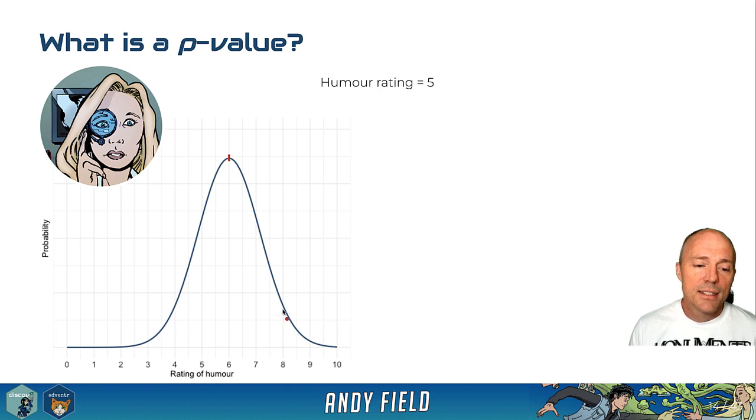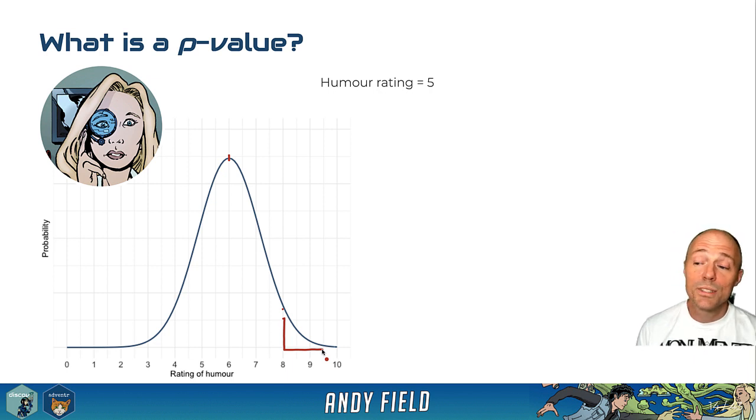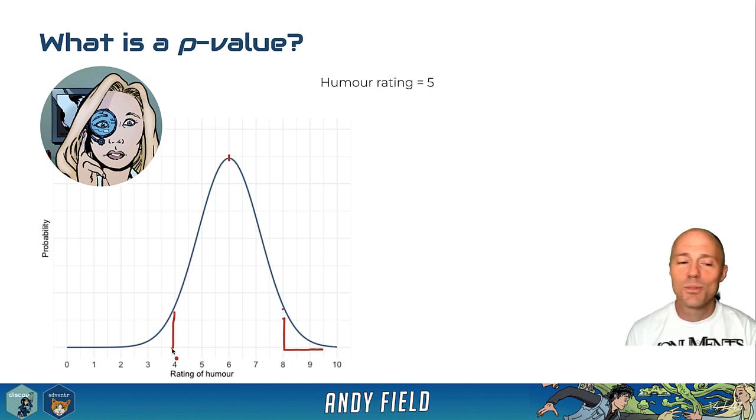If we look at high ratings, say a rating of 8, it's very rare that she gives a rating above 8 when she doesn't want to date someone. And it's very rare because she's a nice person. She doesn't really rate people's humour very often below about a 4 either, because she's too nice to give people 0s and 1s.